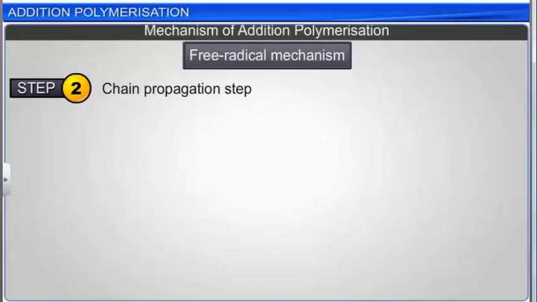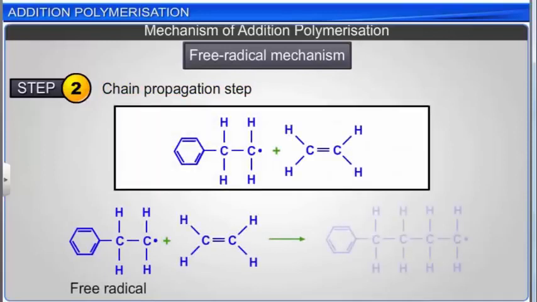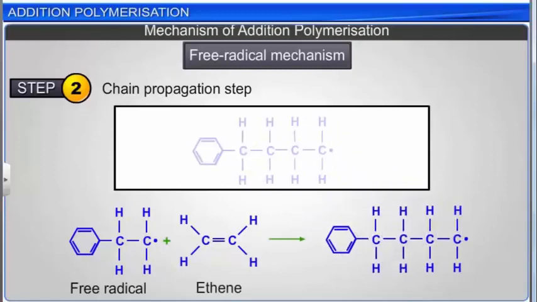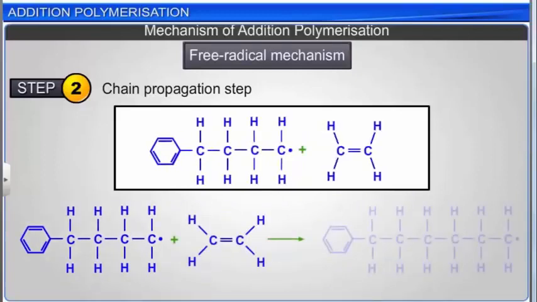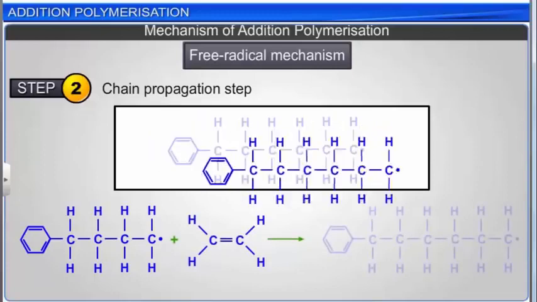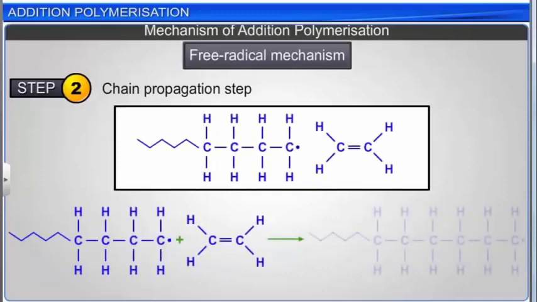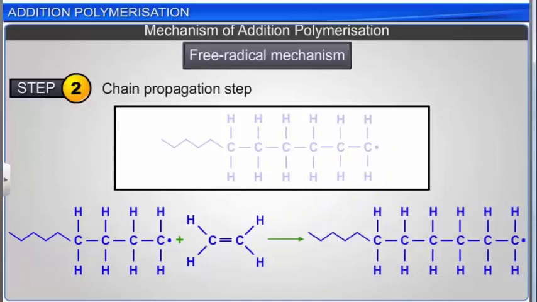The next step in the mechanism of free radical addition polymerization is the chain propagation step. The radical generated at the end of the chain initiation step reacts with another monomer, ethene, to form a new and bigger radical. This radical attacks another molecule of ethene to form a still bigger radical. The series of reactions continues. As a result of this chain reaction, the alkyl chain grows longer and longer.